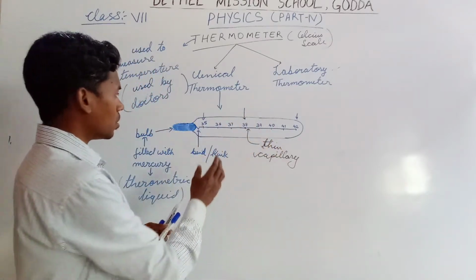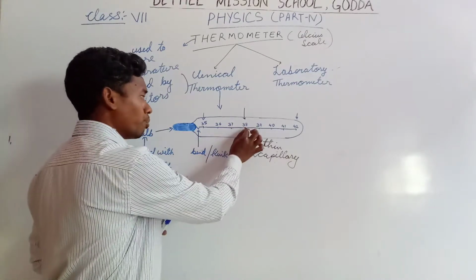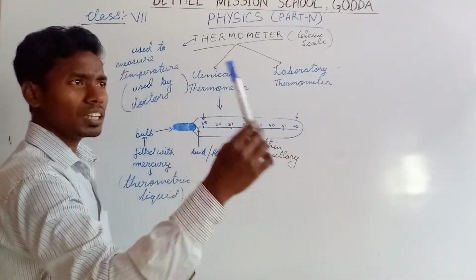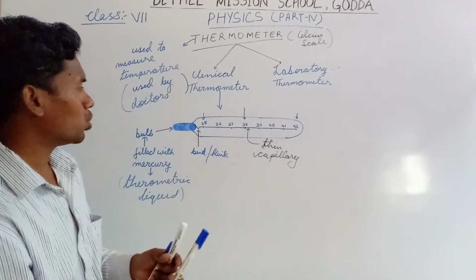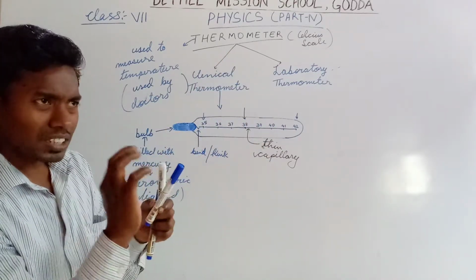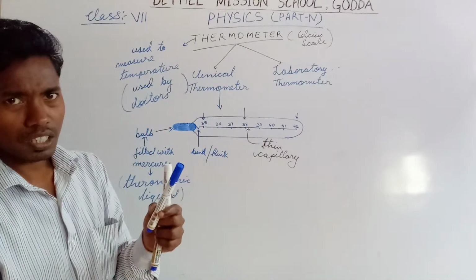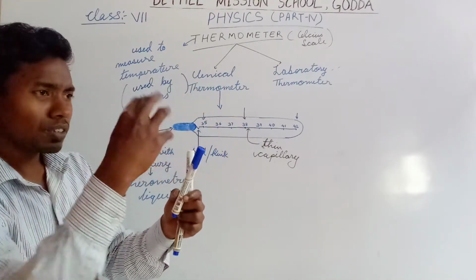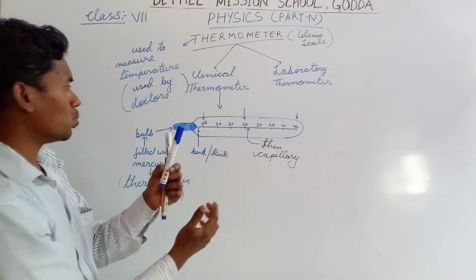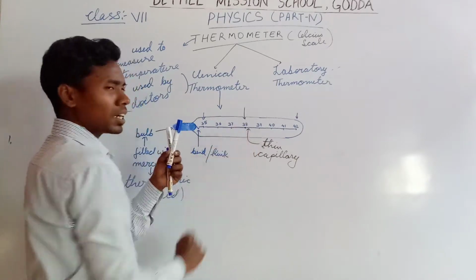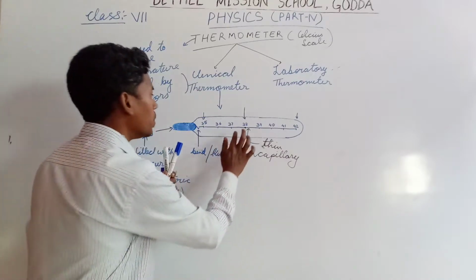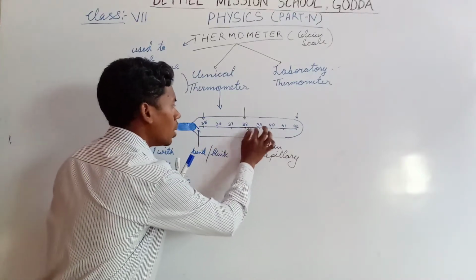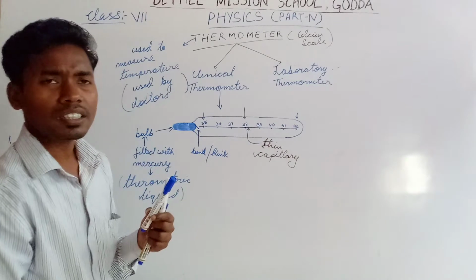Understood? Did you understand? So, if my reading is 38, and when this thermometer comes in contact with the atmosphere, what is going to happen? This bulb will give the reading of the atmosphere, the air around it. If the atmosphere is cooler, the mercury will move back. Or if the atmosphere is hotter, what will happen? This mercury will move away towards the higher temperature.